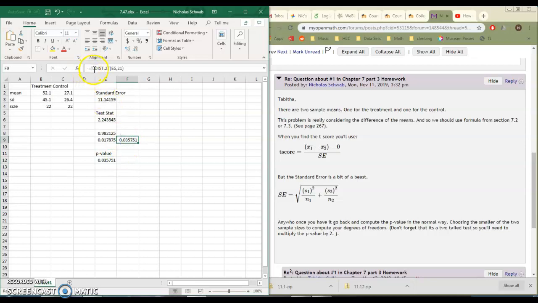Another student pointed out that you can actually just do t.distribution.2t's, so it'll tell you the probability that's in both tails, so you don't have to multiply or subtract by 1 and multiply by 2 anymore, which is really helpful. So I've got my test statistic and I've got 21 degrees of freedom. Anywho, these are my p-values that I end up getting.